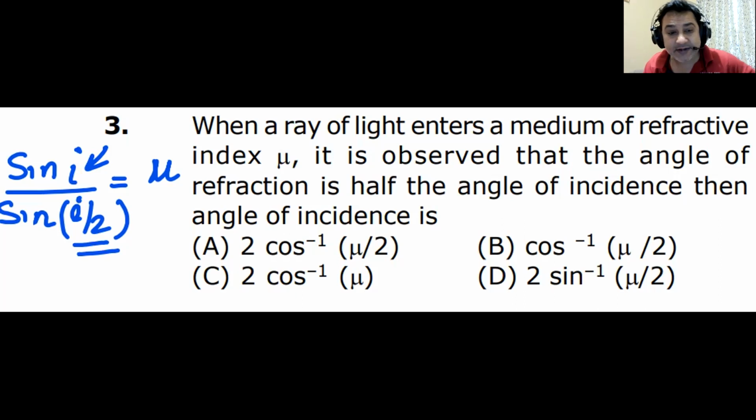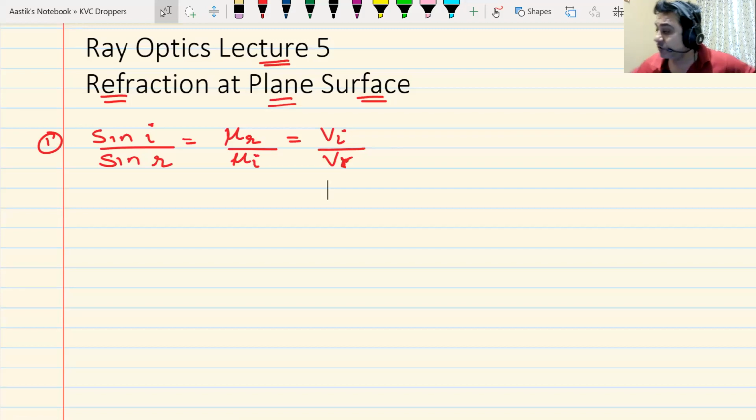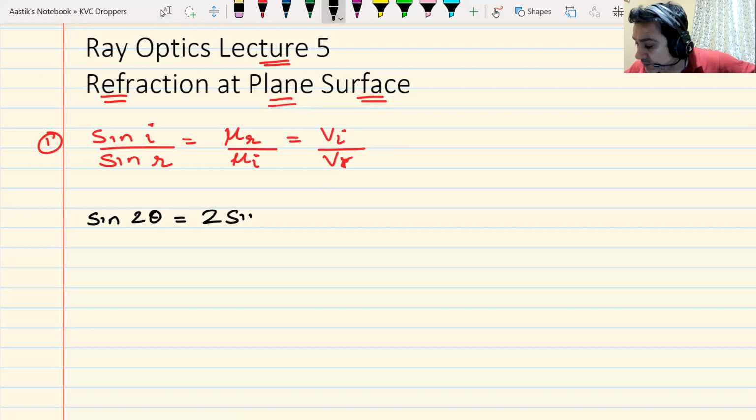I use the formula, and let me write the formula in the sheet because I don't have space here. So I'll just use my sheet, and here comes my sheet on your screens now. So I'm going to write the formula of sine of 2 theta. Do you know the formula of sine of 2 theta? Theta is the angle. The formula is 2 times sine theta cos theta. Will you remember this? Yes, sir. Great.